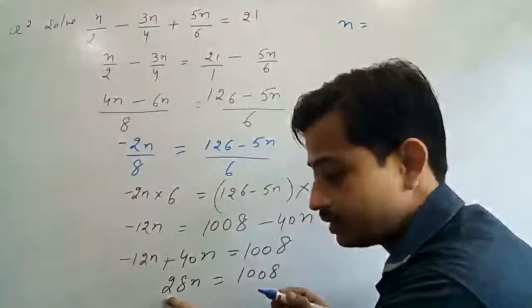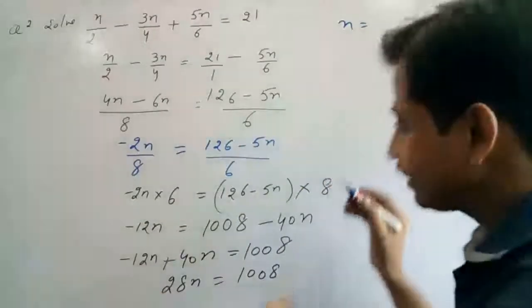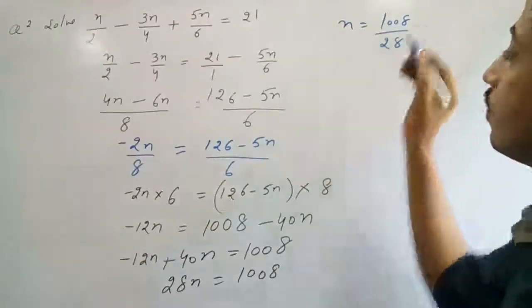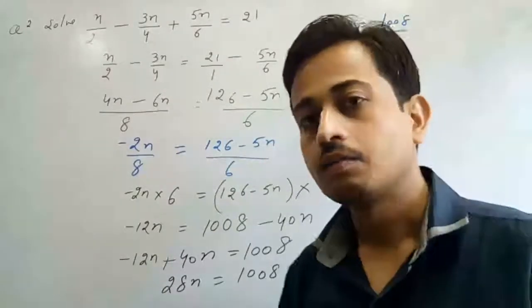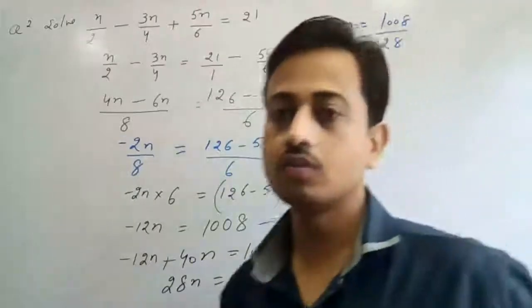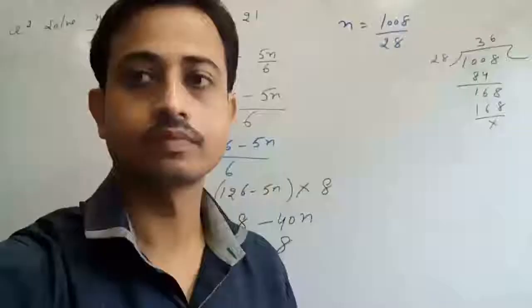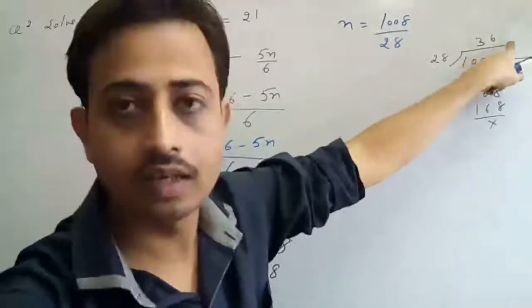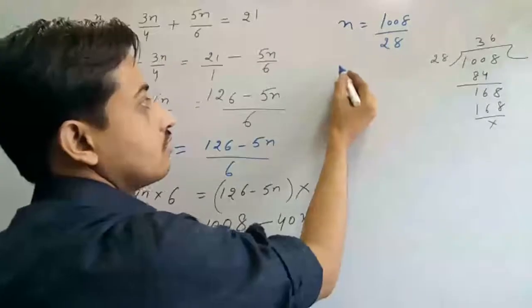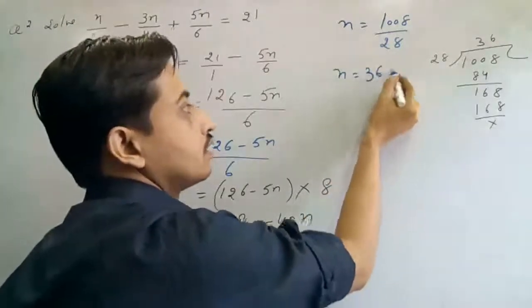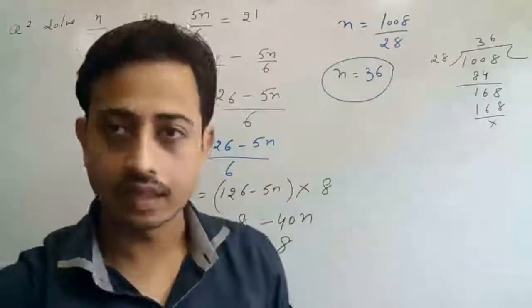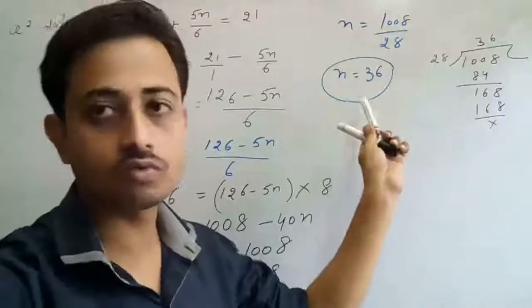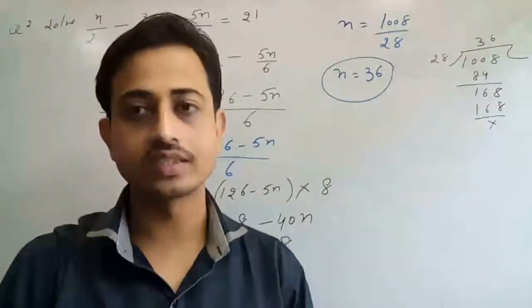We have to take 28 on the right hand side and it goes to the denominator part. Now please divide it and get the value of n. So if we divide 1008 by 28, we get 36. So the value of n is 36. Now we have to do the verification. Please make a note and note the value of n. Now we have to do its verification also.